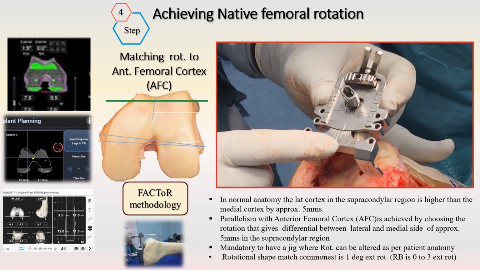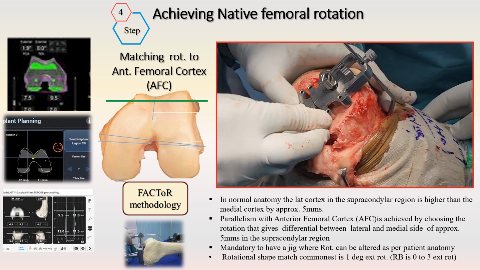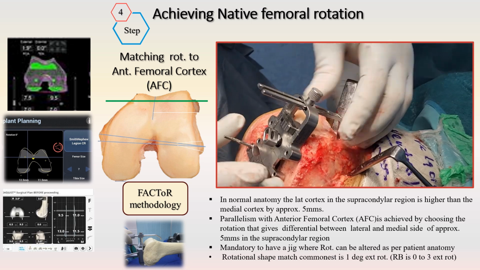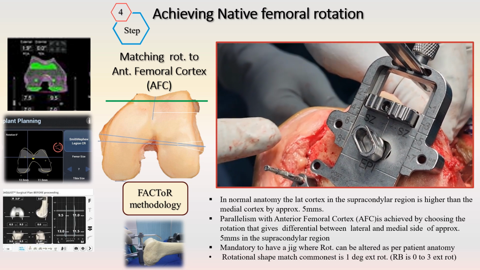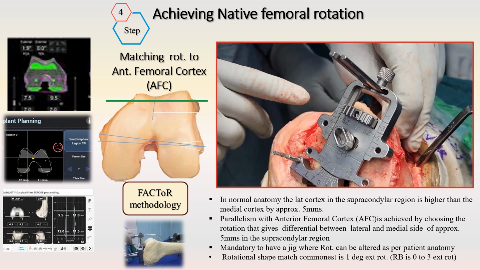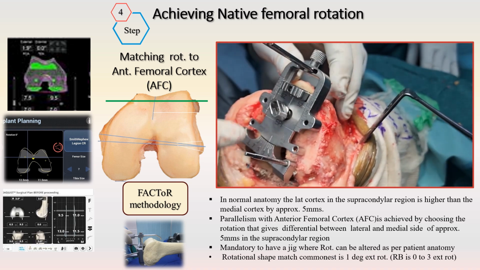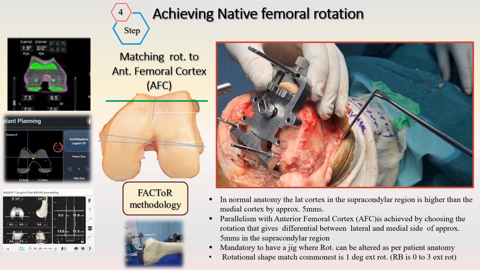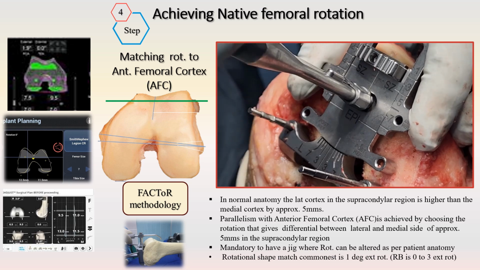So this is a very standard femoral jig that we have in all our TCAR instrumentation. The first thing I'm doing is I'm going to just pin this block in place. And then I'm going to look at the differential between the lateral and the medial side of the anterior femoral cortex in the supracondylar region. So here we can find that the differential now is closer to 10 millimeters. That means that there's too much external rotation presently, and therefore I need to reduce the external rotation to shape match the rotation of the femur. So I'm going to reduce the external rotation.